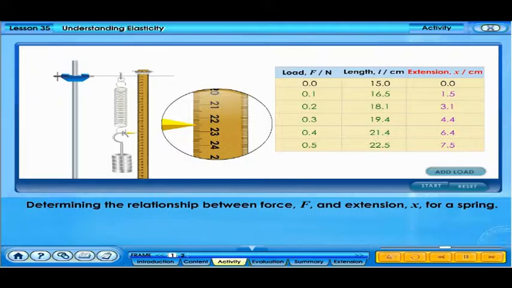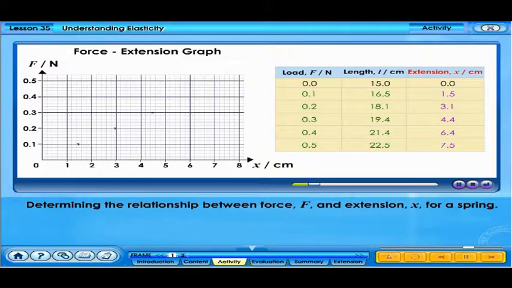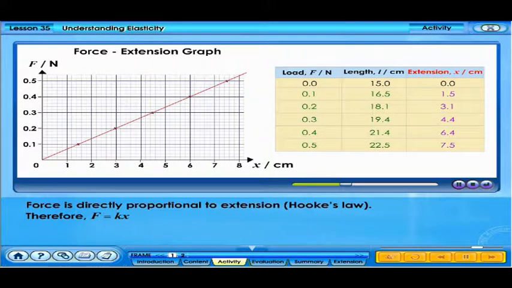Observe how extension increases with load. What can you say about it? Let's plot a force extension graph for the spring. From the graph, we can see that force is directly proportional to extension. This is also known as Hooke's law. Can you determine the spring constant K?